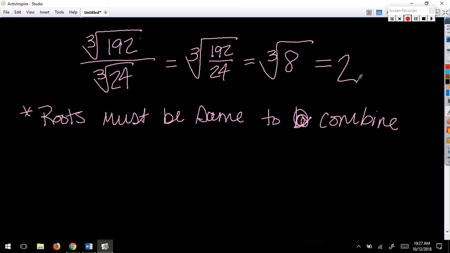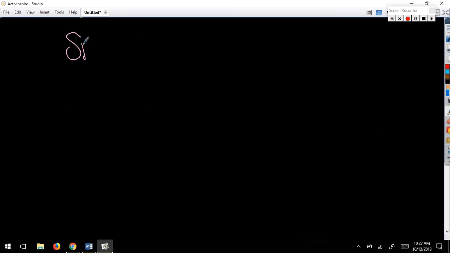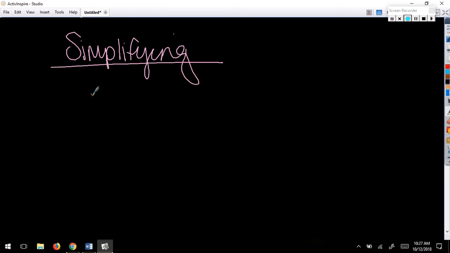But what I want to spend a little bit of time on is talking about simplifying roots that are bigger than square roots. In other words, if I have a cubed root of something, or actually let's even go bigger. Let's say I had the 5th root of 64, okay? And I want to take out the biggest root here.